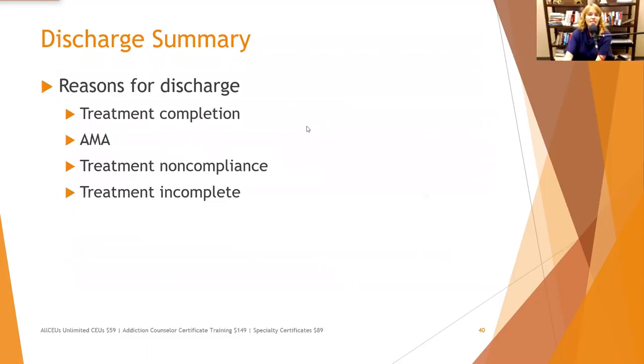You want to include the reasons for discharge on the discharge summary, but reasons for discharge can be varied. Treatment completion, that's the ideal. They may leave AMA, or against medical advice. That's not so ideal, but it happens. Treatment noncompliance: they're just not getting with the program, or they're showing up under the influence, or a variety of reasons that it's therapeutically indicated to discharge them. Or treatment was just incomplete. Again, they left before treatment finished. Treatment incomplete is a lot like AMA. But those are the 4 main reasons for discharge identified for the review exam.